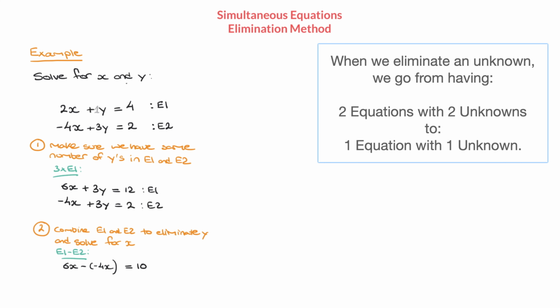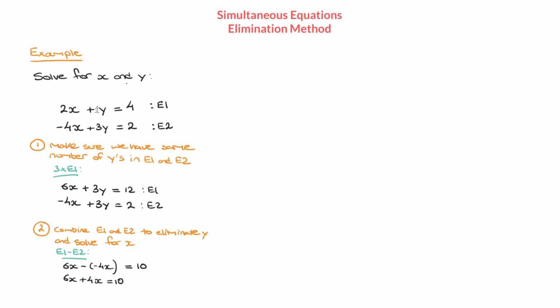Indeed, carrying on here, 6x minus negative 4x turns into 6x plus 4x, and that's still equal to 10. And now 6x plus 4x is 10x, and so we have 10x equals 10. Finally, since x is being multiplied by 10 here, to find what x is, we can divide both sides by 10, which quickly leads us to x equals 10 divided by 10, which is 1. And we now have the unknown x. And that's step 2 done.